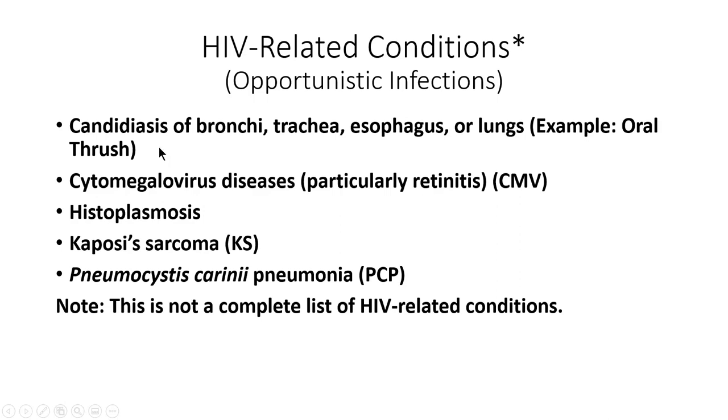Anytime you see what the physician calls an opportunistic infection, you get the candidiasis of the bronchi, trachea, esophagus, or the lungs. An example of candidiasis is oral thrush. The yeast infection is Candida. That's why it's called a candidiasis of these body structures.